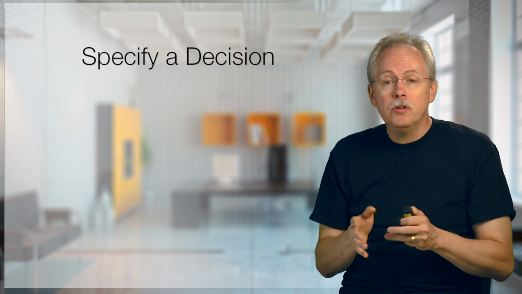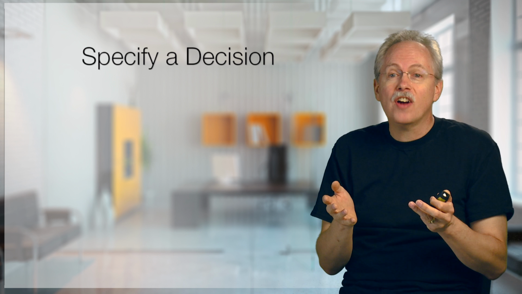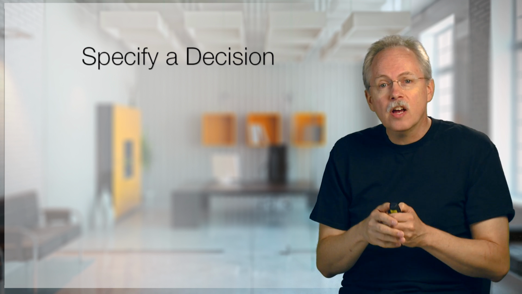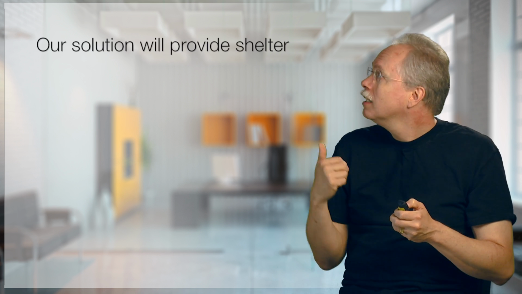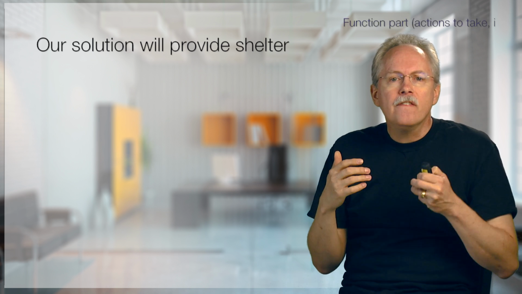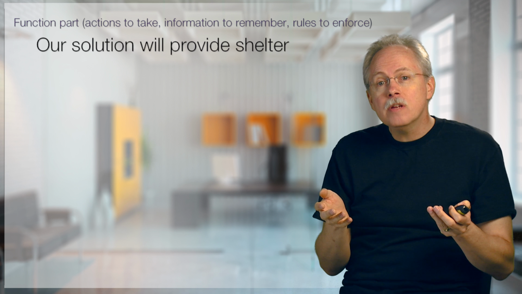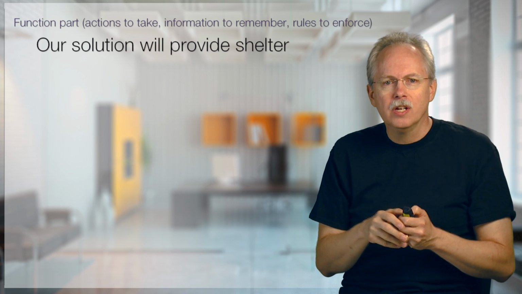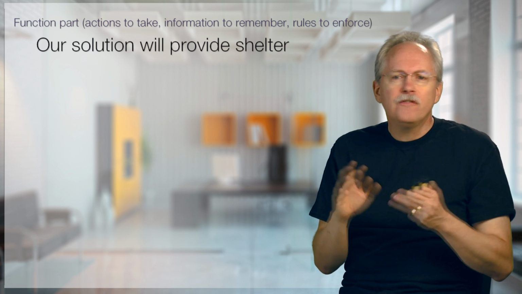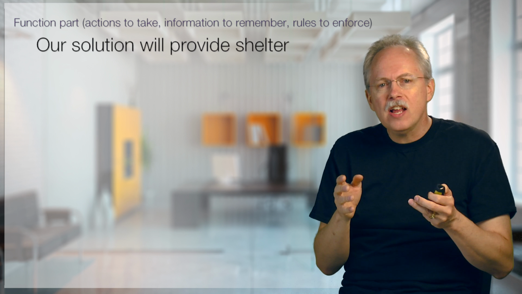So when it comes time to capture a requirement, we have to specify it somehow. And it specifies itself in two parts. The first part, like this statement here, this is what we call the function part. The function part are the actions we take, the information we remember, or the rules that we enforce. They're the things that we do. Not the functionality or the features that we build, but the things that we do.